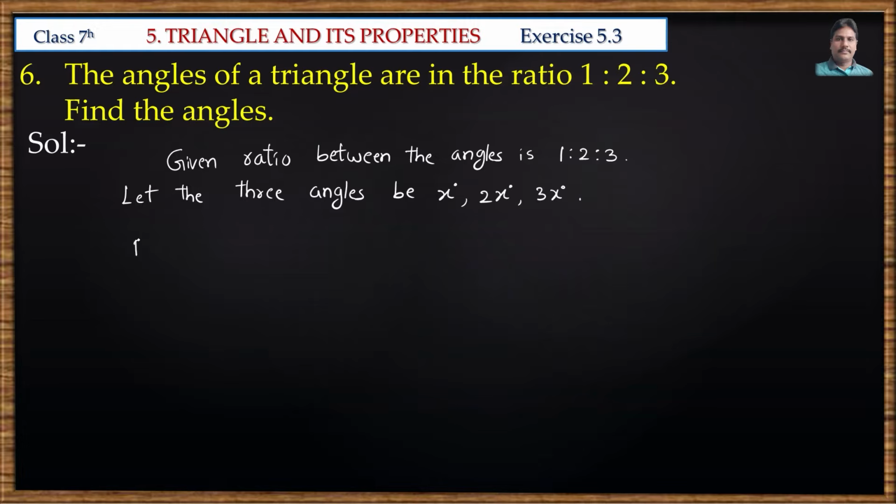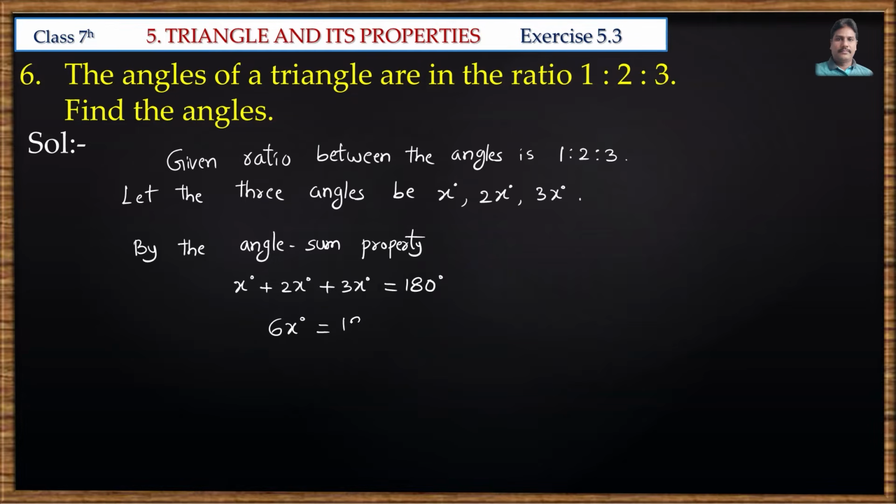By the angle sum property, sum of the three angles will become 180 degrees. So x degrees plus 2x degrees plus 3x degrees will become 180 degrees. So x plus 2x plus 3x will become 6x degrees is equal to 180 degrees.